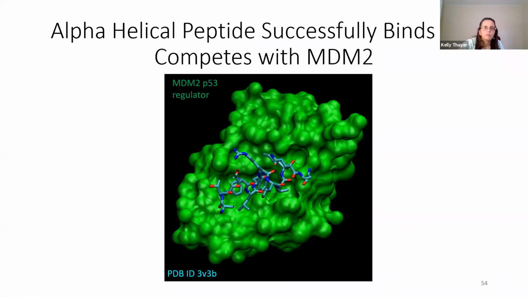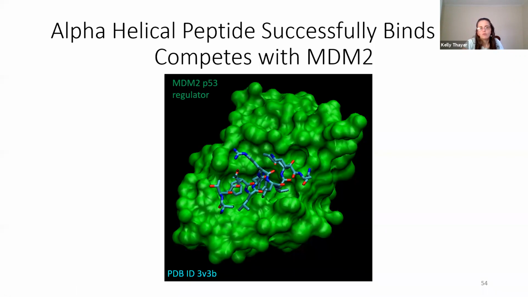So alpha helical peptides can successfully bind and compete with MDM2. This is an example of something that's going and binding in the spot where P53 is normally supposed to be. So this is the MDM2 regulator of P53, and it would like to go around and bind P53 right in this cleft. But this here is the peptide that's been designed to match it, and that's binding here instead, which means it cannot bind to P53.